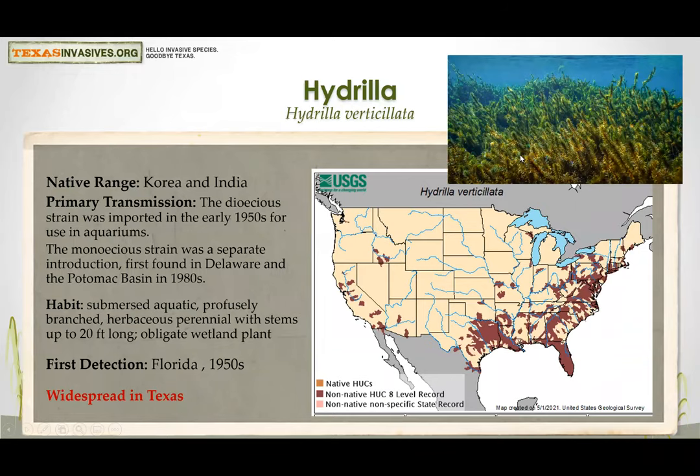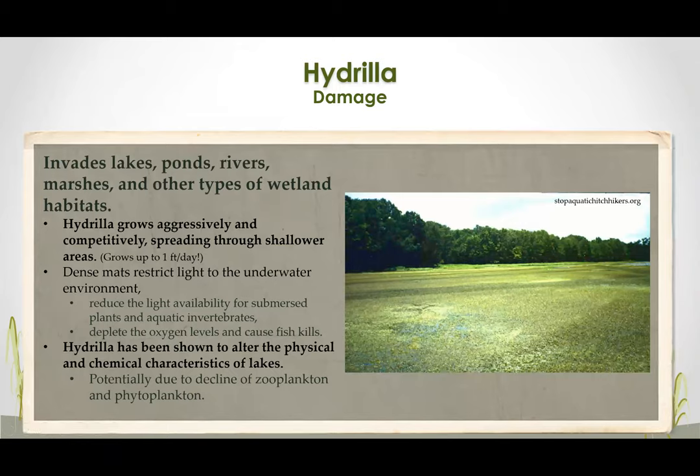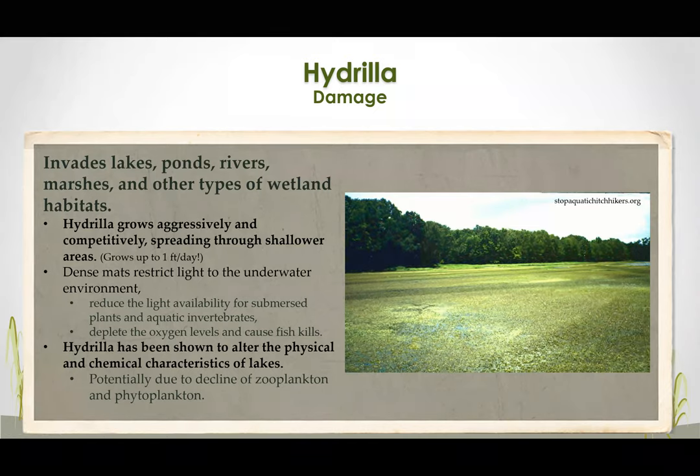So it's an obligate wetland plant. You'll also hear this phrase from me several times. This is how their harm occurs: they invade lakes, ponds, rivers, marshes, and other types of wetland habitats. And they're invasive because they're able to grow aggressively and competitively.